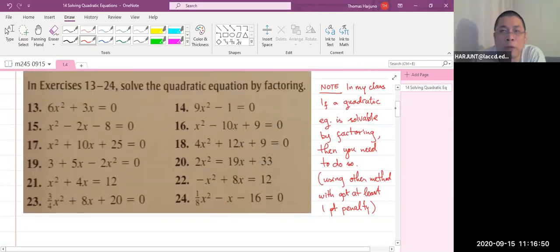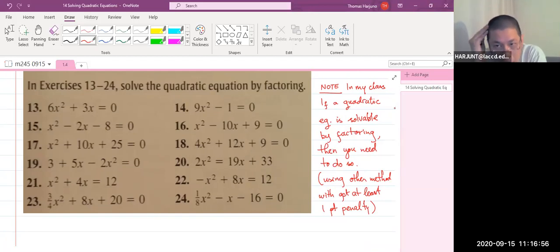Okay, again, for a quadratic equation that is solvable by factoring, you need to do it by factoring. If you use other methods, then you will get at least 1 point penalty. That is 1 point penalty if you get the answer right but use another method. What if you get it wrong, even after you use another method? Then you basically lose all the points. It's something factorable, you don't factor it, you use another method and still get it wrong. Wrong method, wrong solutions, I have no reason to give you any points, right?